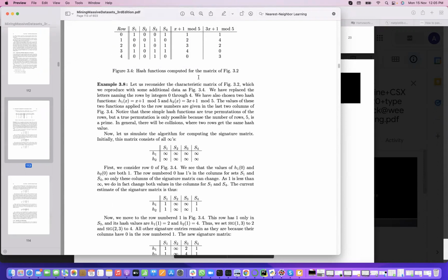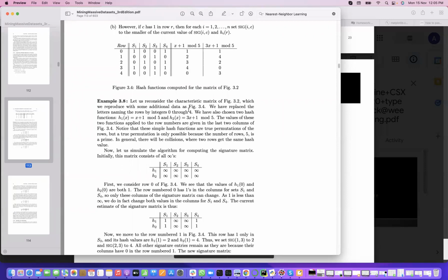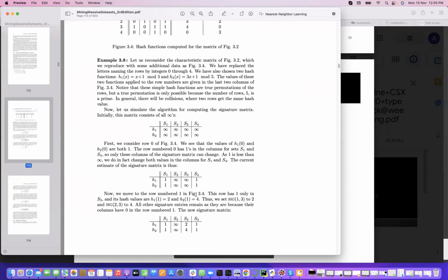And we also have 1 in S4. The row number is 3. The present row for S4 is 1, so we won't replace that. Okay, 3 is not smaller than 1. Yes. Okay, so this is how we compute the signatures.